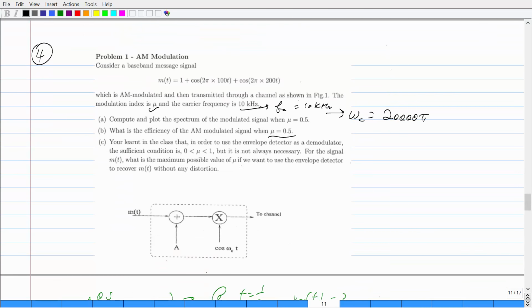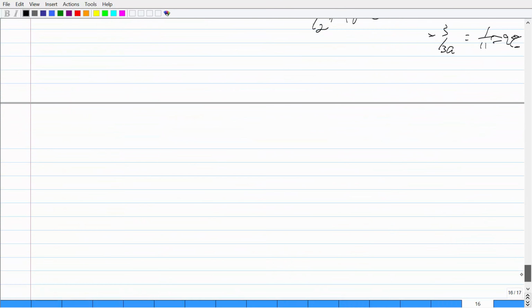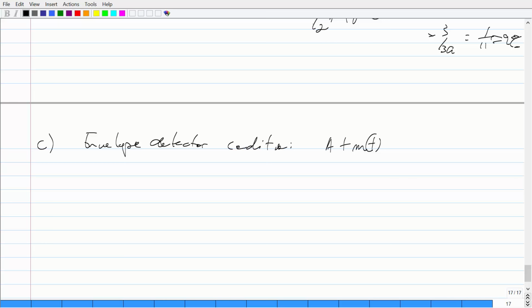So you learned in class that in order to use the envelope detector, the sufficient conditions are 0 and 1, but it's not always necessary. For the signal M of t, what is the maximum possible mu to recover without any distortion? That's actually very easy to do. This is part C. Remember the condition to use an envelope detector: you have to make sure that once you add the envelope on top, this is greater than 0.